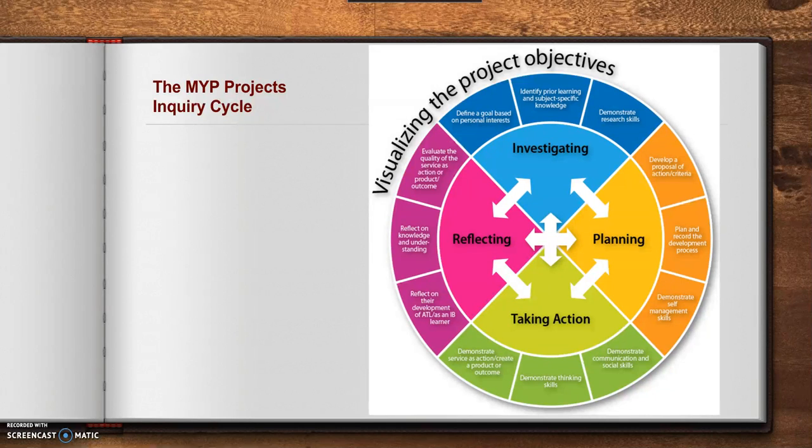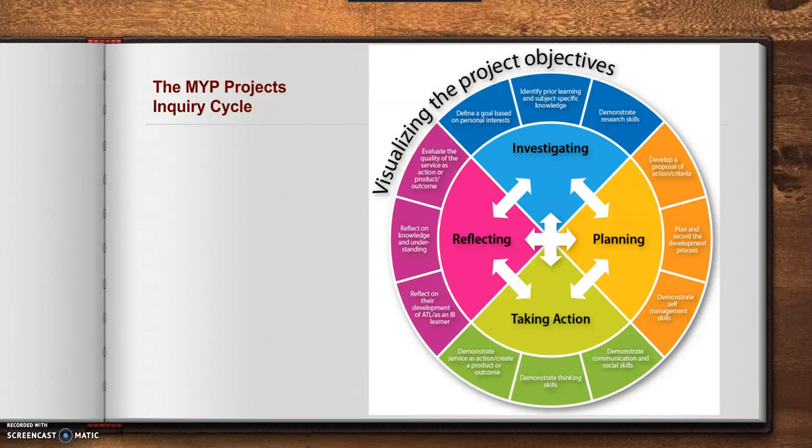So in the blue section, they start off by defining a goal based on personal interest. They then identify their prior learning and subject-specific knowledge, and they demonstrate their research skills as part of the investigating aspect. They then go into planning, where they develop a proposal for action or a set of criteria. They then plan and record the development process, and they demonstrate their self-management skills.